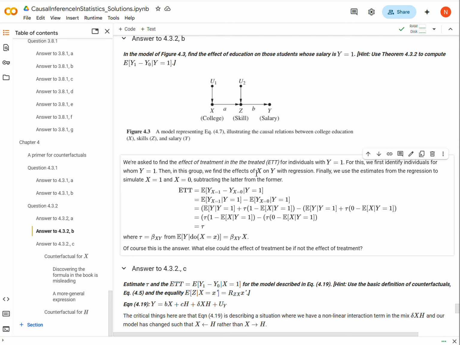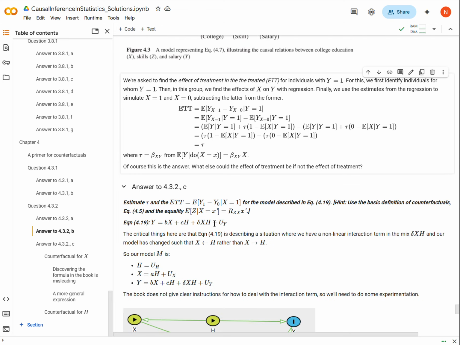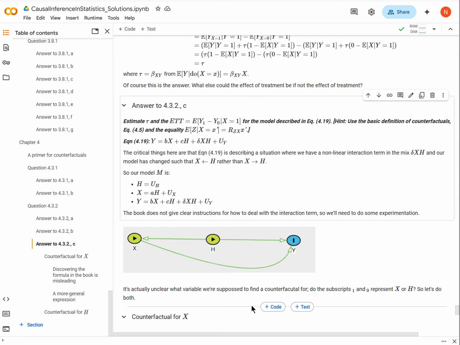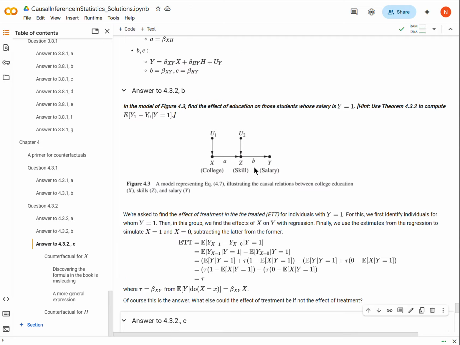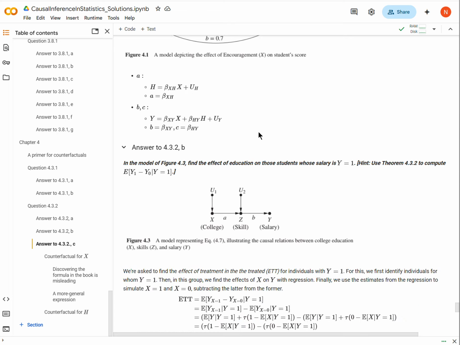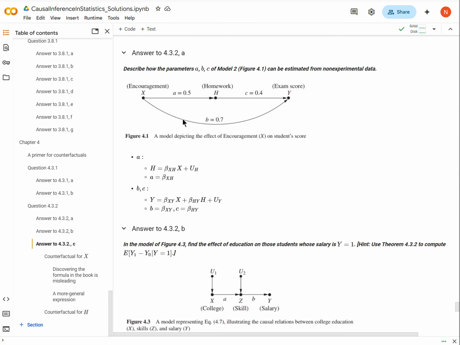I think these two parts are fairly straightforward. But now we get into part C, where we're supposed to estimate the effect of treatment on the treated for a slightly different model. Instead of X leading to H leading to Y, H is now affecting X, so this arrow gets flipped around. Also there is an interaction term, which is not easily displayed in a DAG like this.